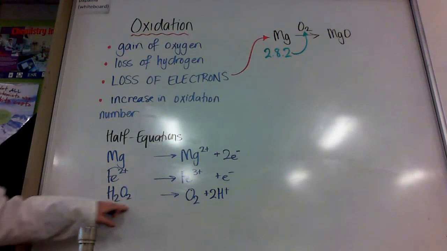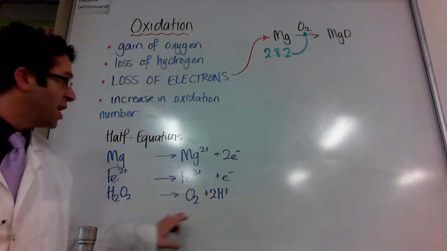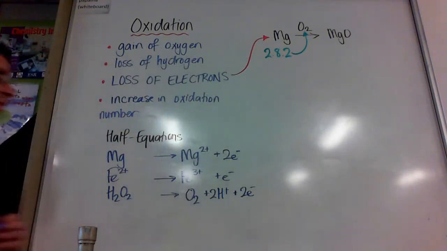Now I look at the charges. This side has got a 0 charge. This side, due to the 2 hydrogens, has got a +2 charge. So I add 2 electrons to balance that one out there.